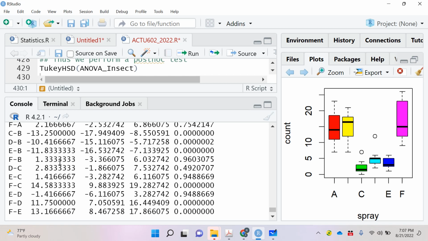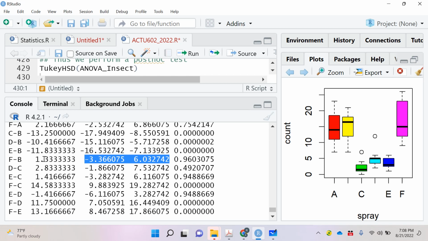So F minus B gives us positive, even though the difference is not significant. But we know that F is what? So you can see that A, B, and F are not significantly different. But in all, F kills more insects than all of them. You see, somebody was saying, can we say it's F? But that is descriptive.